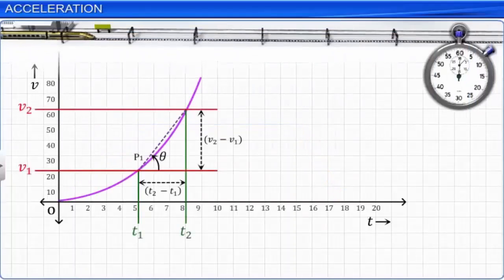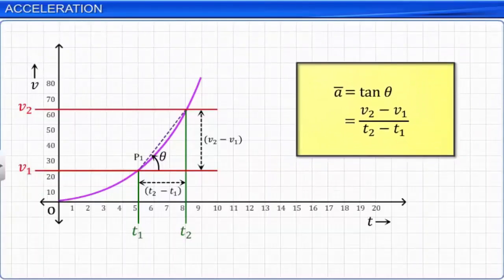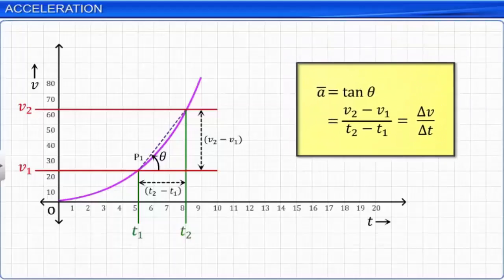Acceleration of a body is the rate of change of its velocity with time. The average acceleration a-bar is defined as the change of velocity divided by time. v2 and v1 are instantaneous velocities at times t2 and t1. The SI unit of acceleration is meter per second squared.